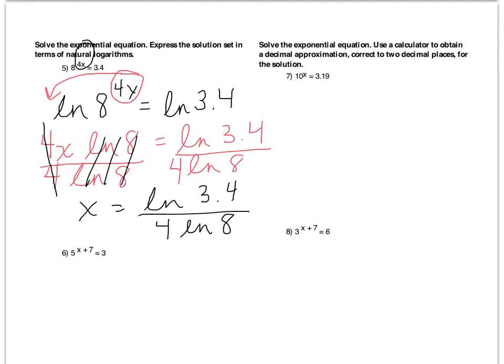Be very careful with parentheses here. You need a parenthesis. Natural log of 3.4 divided by, you've got to hit parentheses. And then do 4 times natural log of 8. Close your parentheses twice.